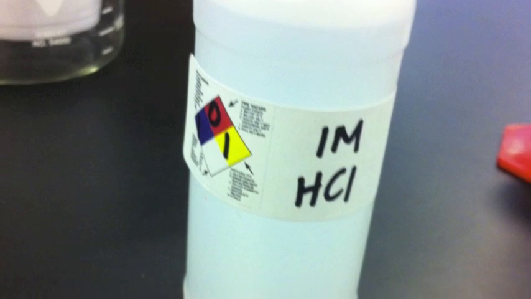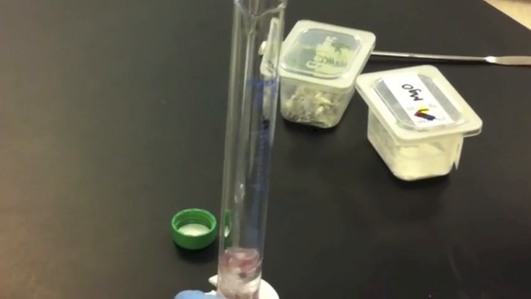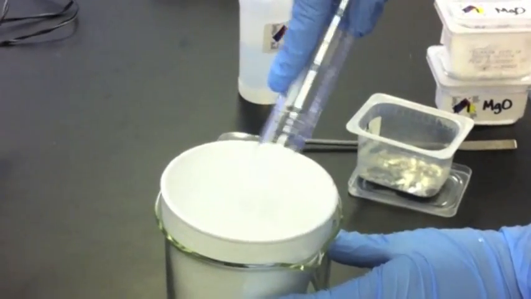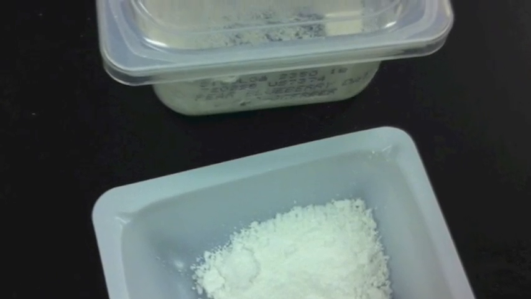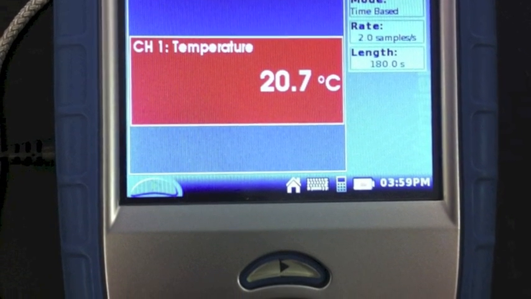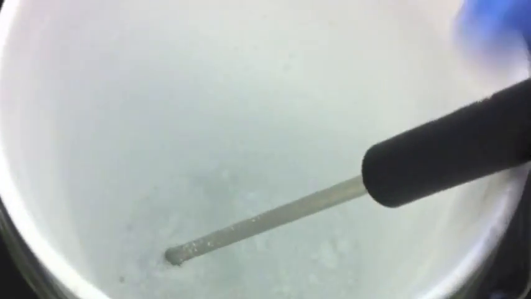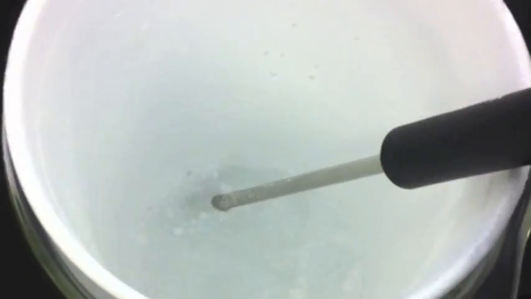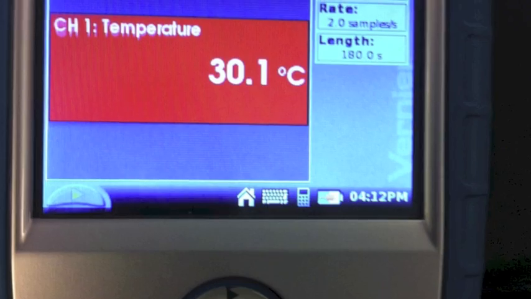For the first experiment, measure 50 milliliters of 1 molar hydrochloric acid and pour it into a coffee cup calorimeter that has been placed in a beaker. Measure 1 gram of magnesium oxide. Next, record the initial temperature of the hydrochloric acid in the calorimeter, in this case 20.7 degrees Celsius. Pour the magnesium oxide into the calorimeter and observe as the reaction occurs. Be sure to watch as the temperature increases and record the highest temperature. In this case, the highest temperature is 30.1 degrees Celsius.